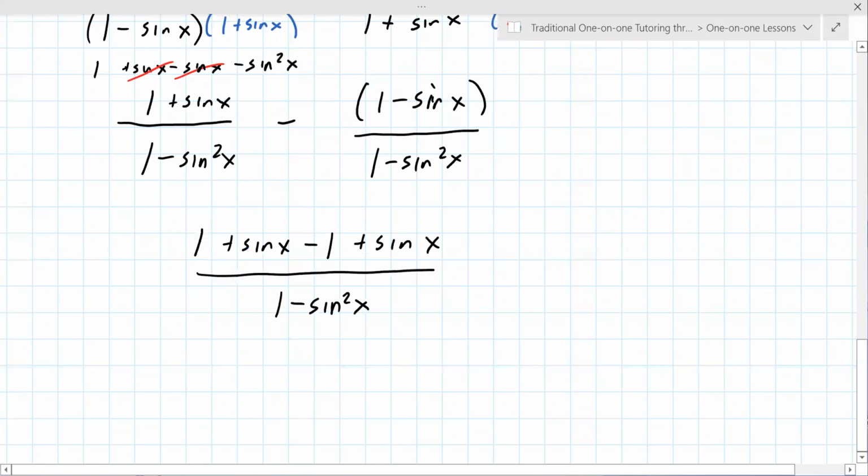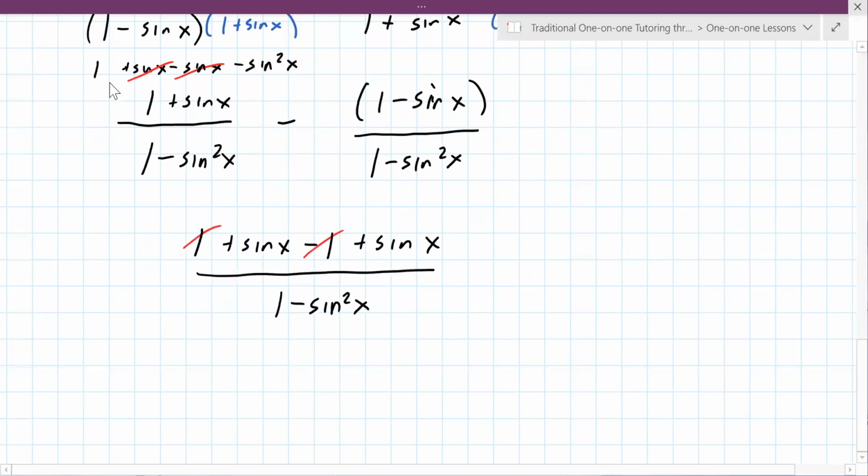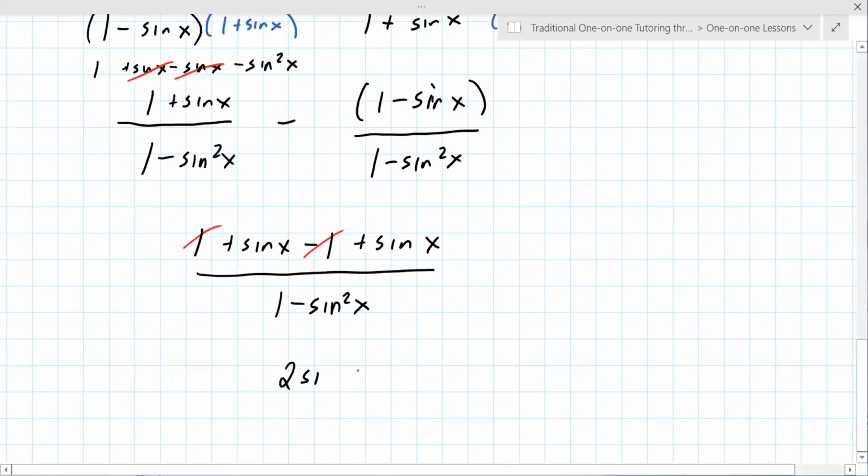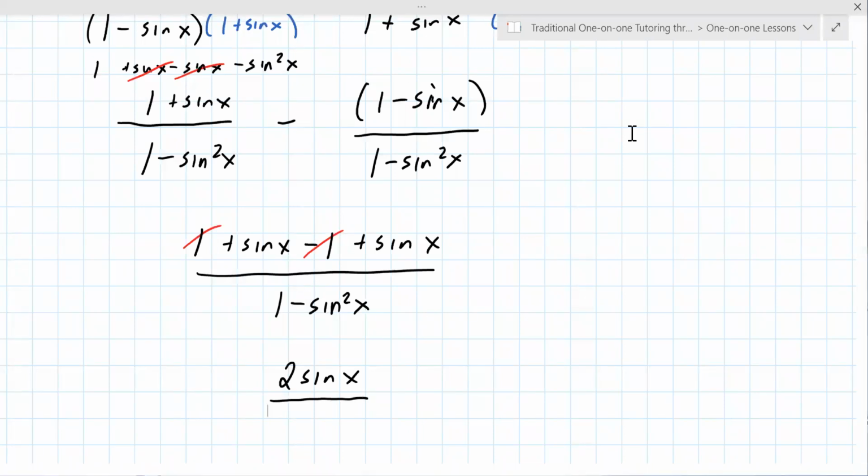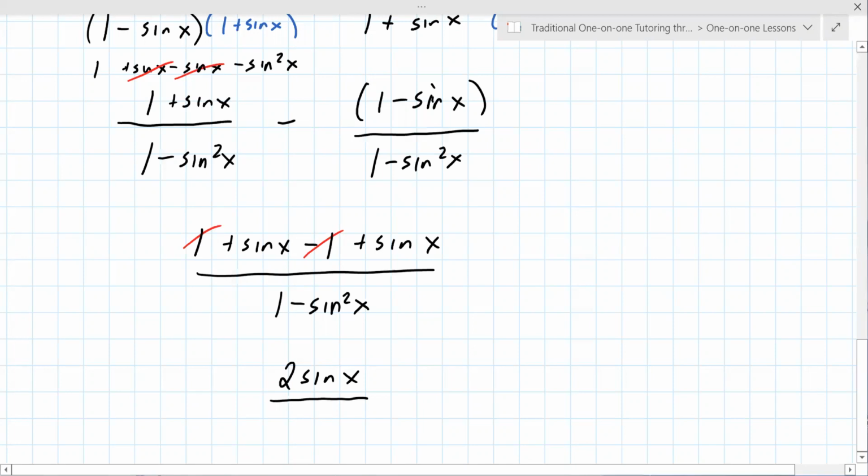So in the numerator, the ones cancel, and you're left with 2 sine x over 1 minus sine squared x. But if you go back to those Pythagorean identities, do you remember what 1 minus sine squared x reduces to?